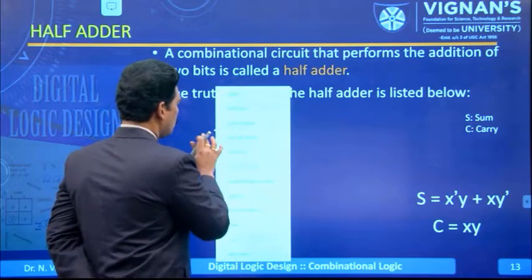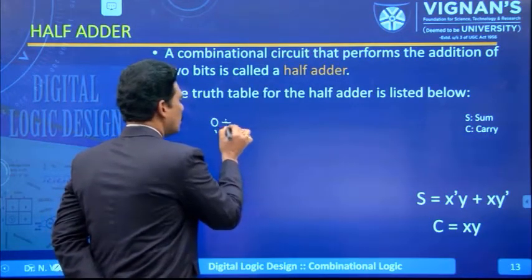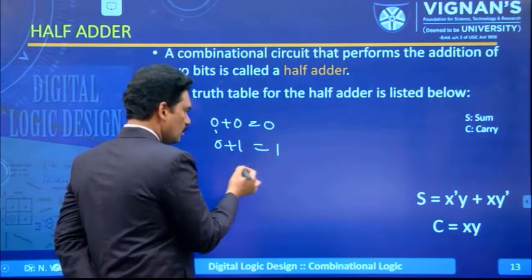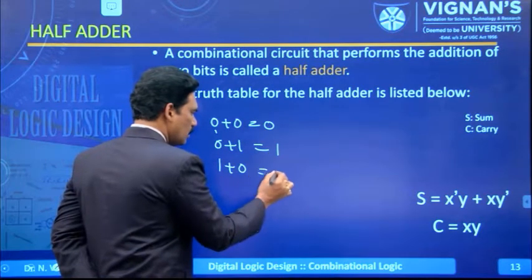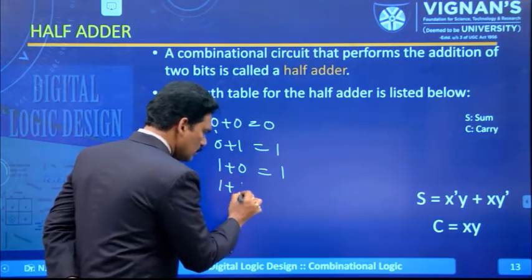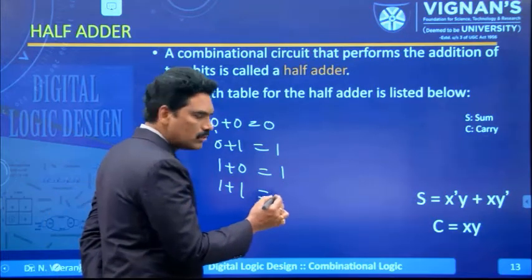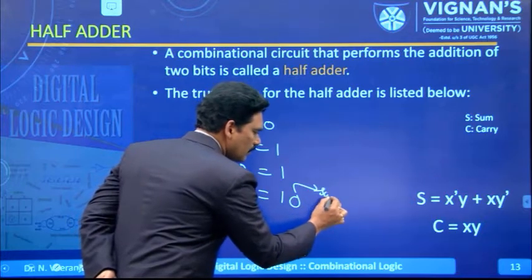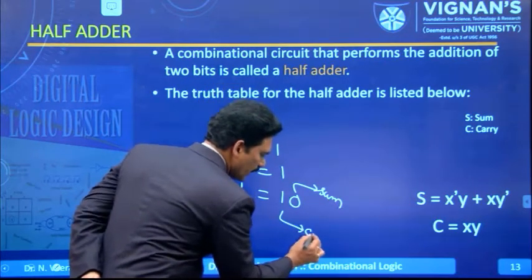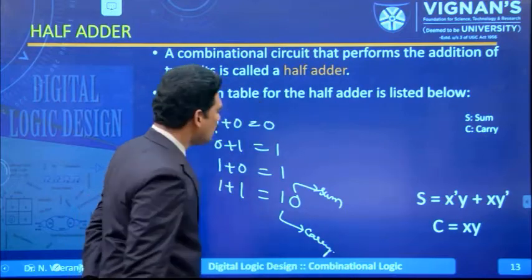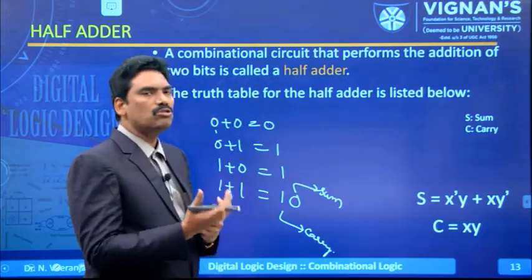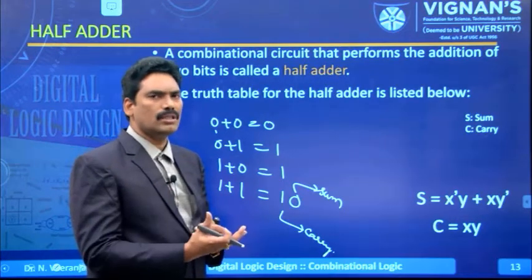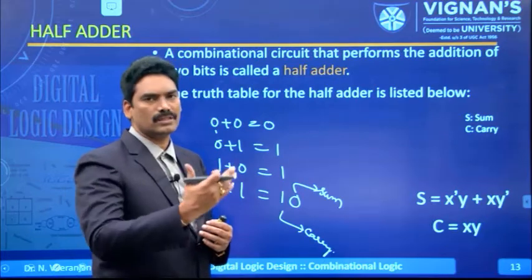Suppose 0 plus 0 is equal to 0, 0 plus 1 is equal to 1, we know, 1 plus 0 is equal to 1, and 1 plus 1 is equal to 1, 0. That is, sum is 0, and 1 is carry. This is the addition of 2 bits. That is a half adder. What is a half adder now? A half adder is a combination circuit which performs the addition operation on 2 bits.